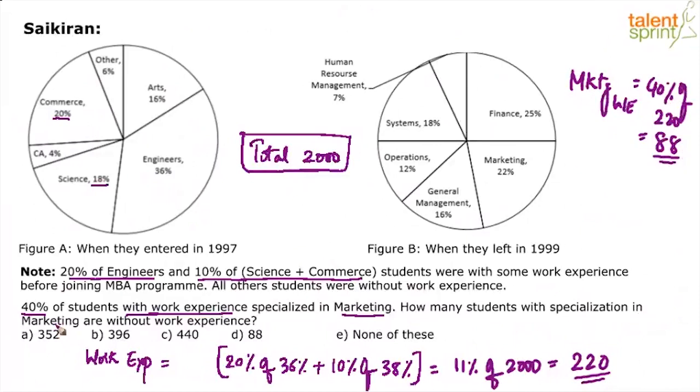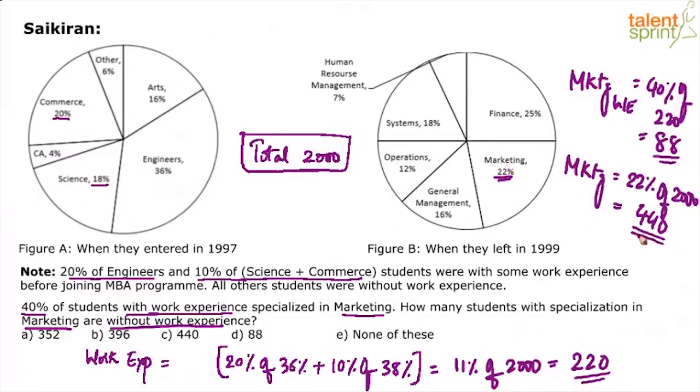How many students with specialization in marketing are without work experience? Total, how much is the marketing? 22%, right? Total marketing is 22%. So how many have totally specialized in marketing? 22% of 2000, yes or no? This pie chart is also for 2000. So 22% of 2000 will be 440. So the total who have specialized in marketing are 440. Out of this, those with work experience are 88, since 40% of the 220 are in marketing. So total marketing output is 440, of which 88 are with some prior experience.